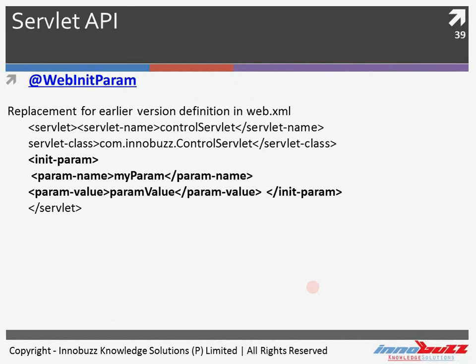We have seen how this works. Web init param replaces this code in web.xml. We can even use web.xml if we don't use this annotation, but this annotation will make the development easier, so we can go and use this as shown in the syntax which we saw just now in our snippet.